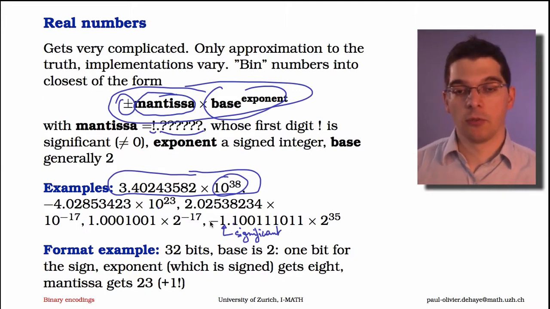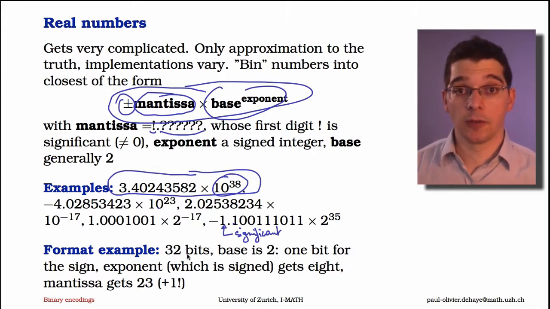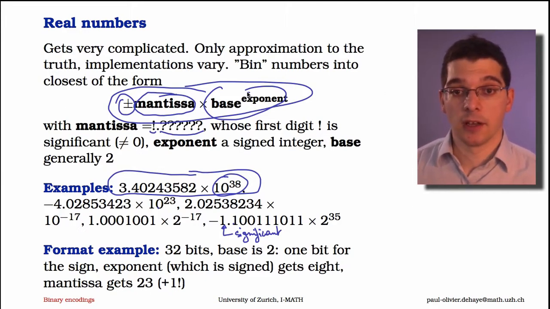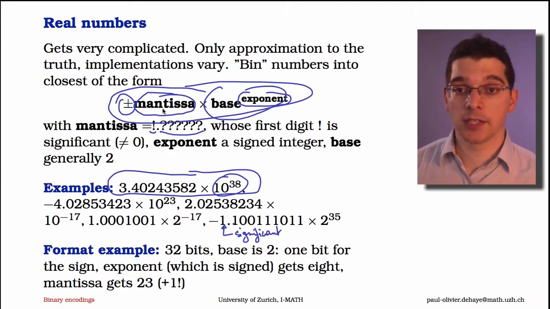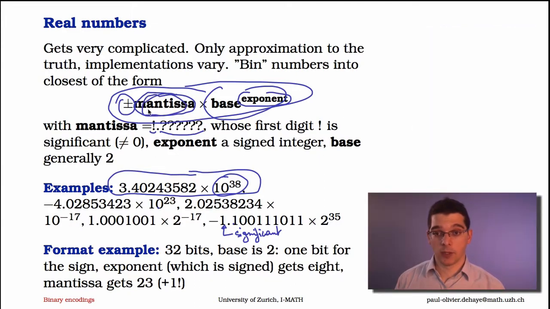Okay? So with this in mind, here is a format example for 32-bit real numbers. If you're doing floating points with 32 bits, you have to decide how you split those 32 bits to give some good idea of what the exponent is, some good idea of what the mantissa is, and what the sign is. So the total will be 1 bit for the sign, plus or minus. There's no way to do better. 8 bits for the exponent.